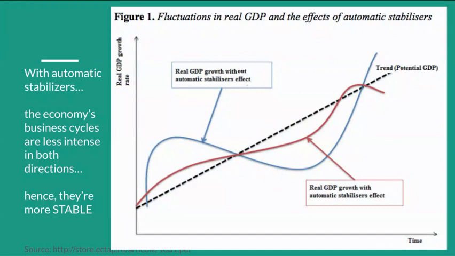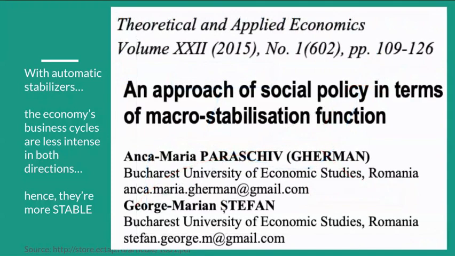Automatic stabilizers are going to smooth out the business cycle so that it's not so intense up and down. Also, here's where I got the source from the Journal of Theoretical and Applied Economics. These people wrote an article titled An Approach of Social Policy in Terms of Macro Stabilization Function. So if any of you end up being PhDs in economics, this is your life in the future. I hope you find it interesting.